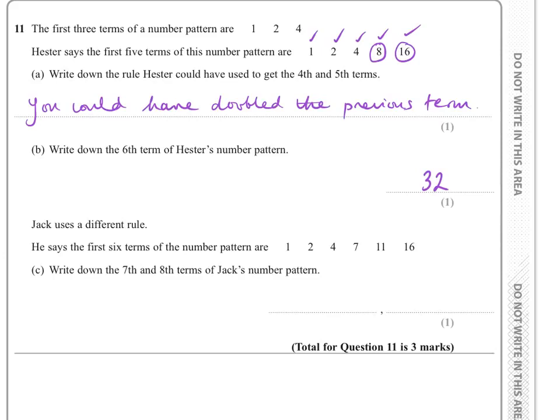Jack uses a different rule. He says the first 6 terms of the pattern are 1, 2, 4, 7, 11, 16. Write down the 7th and 8th terms. So we've got 1, 2, 3, 4, 5, 6, and we want this one and this one. One thing I've noticed here is it goes up by 1, then 2, then 3, then 4, then 5. So the next one will go up by 6, and 16 and 6 is 22, and the next one up by 7, and 22 and 7 is 29. So I would say 22 and 29.